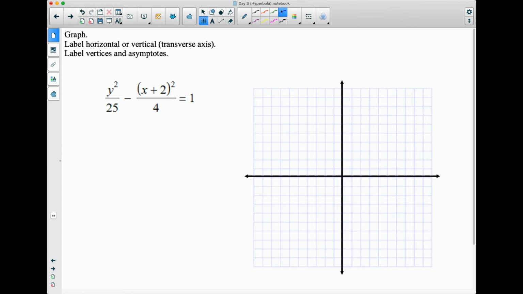And then she said, what's our center? Negative 2, 0. You're right, it is negative. No, have faith in your answers. All right, how much should we go left and right? It's 5 and 2, left and right. And then 5 up and down. No, it's negative 2, 0.